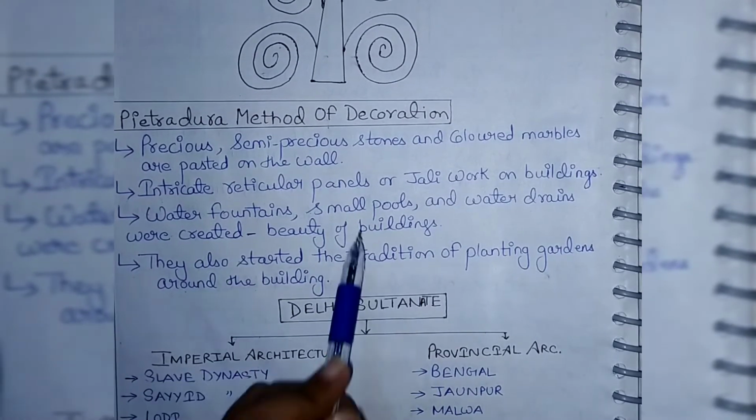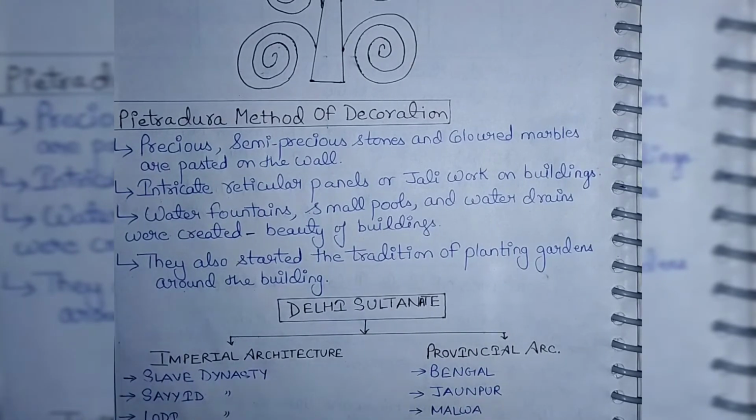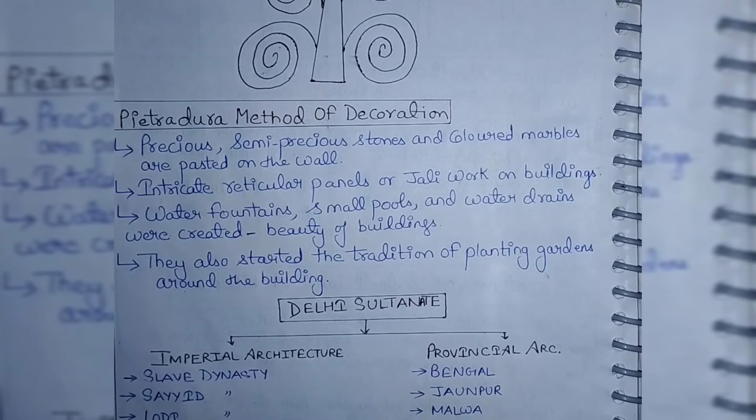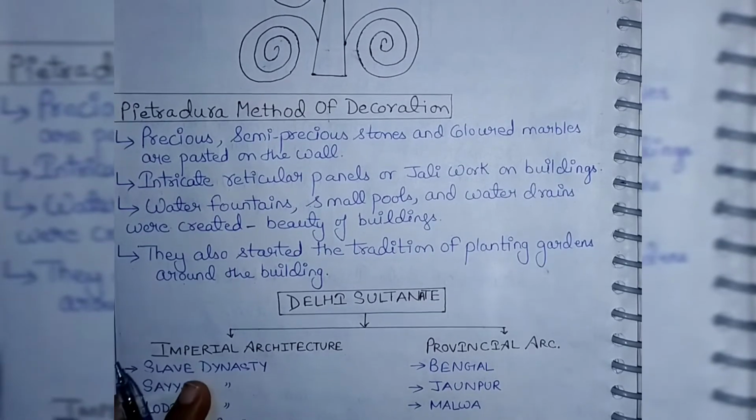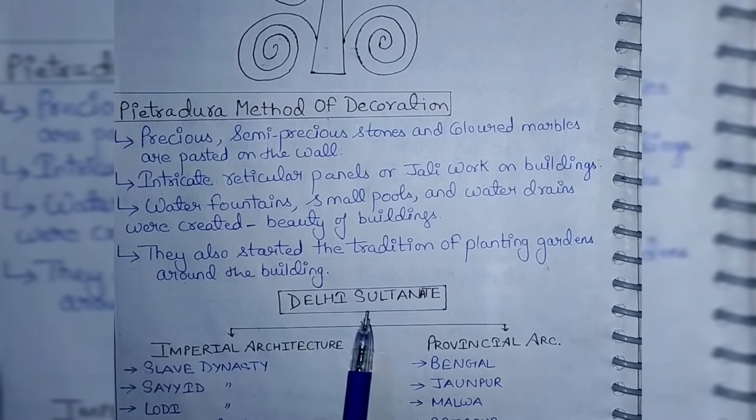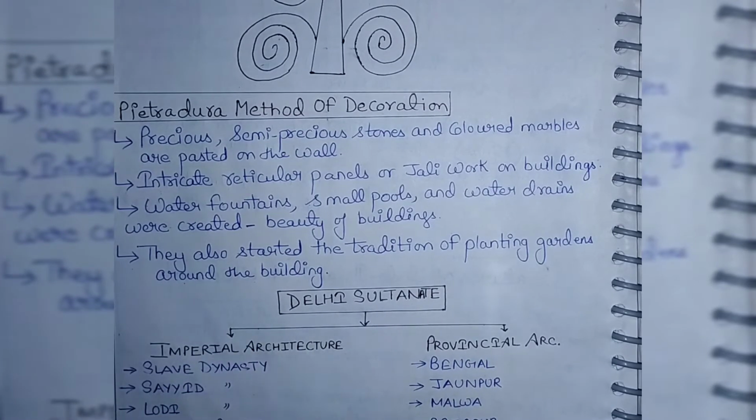Water fountains, small pools and water drains were created to increase the aesthetic beauty of the buildings. For example, if you have been to the Taj Mahal, you would have seen the water fountains there. Okay. Next, they also started the tradition of planting gardens around the building. So from that time, the tradition of planting gardens was started.